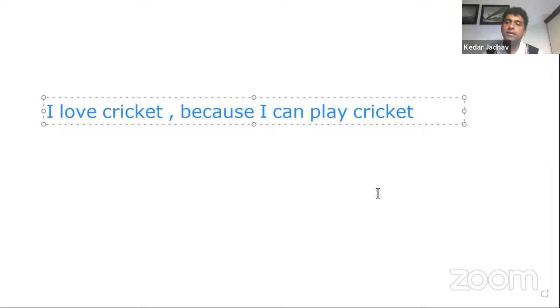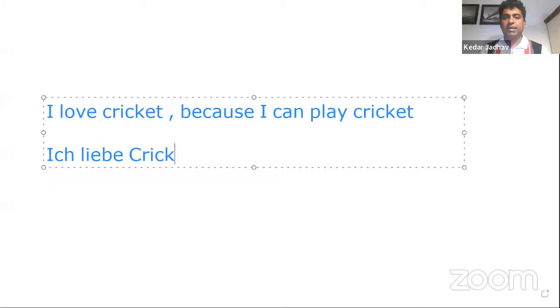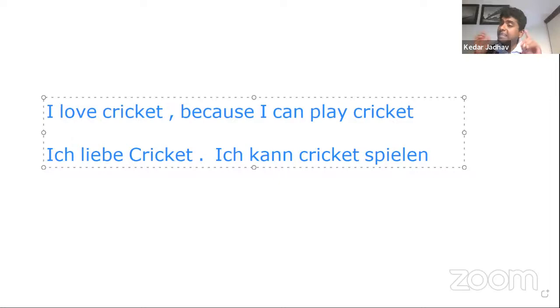Simple क्या है? क्योंकि ज़्यादा सोचना नहीं. देखो, I love cricket, ich liebe cricket. Very good. इतना तो सबको आता है. I can play cricket, ich kann cricket spielen. यहाँ तक सबको आता है, यहाँ तक तो कोई प्रॉब्लम नहीं. ये स्टेप करो, जब तक आप नए हो ये स्टेप करो. डायरेक्ट करने जाओगे तो स्पीलन को चलाओगे, कुछ भी होगा.